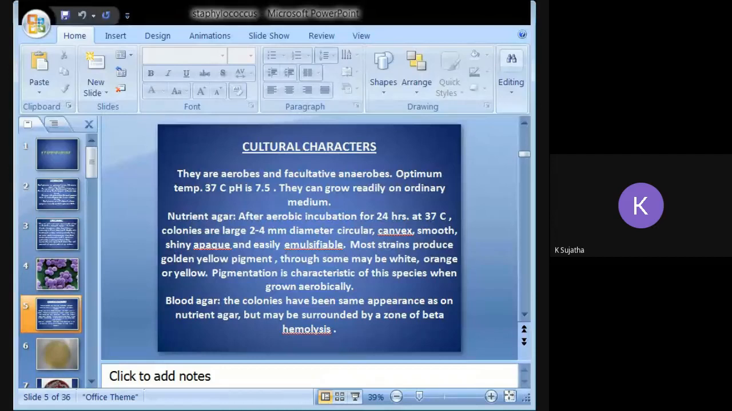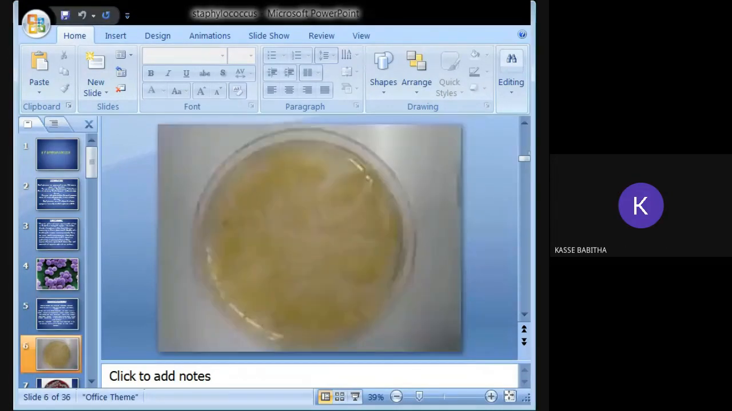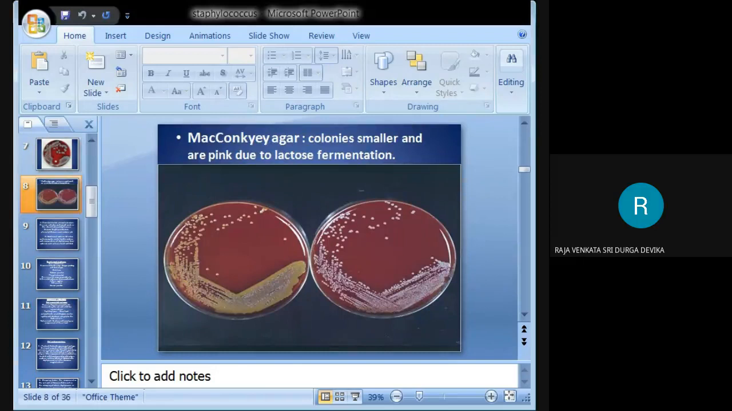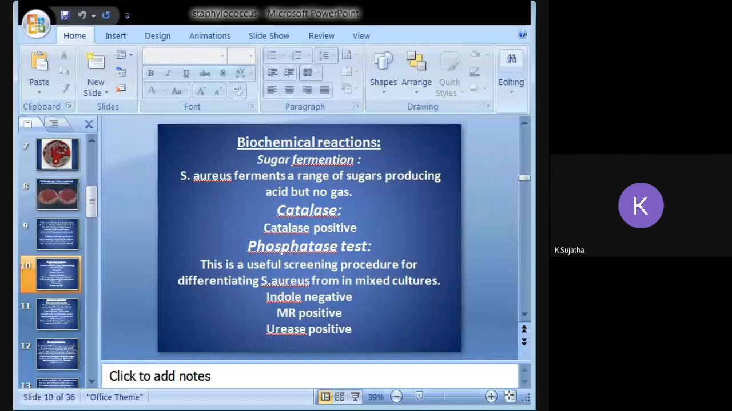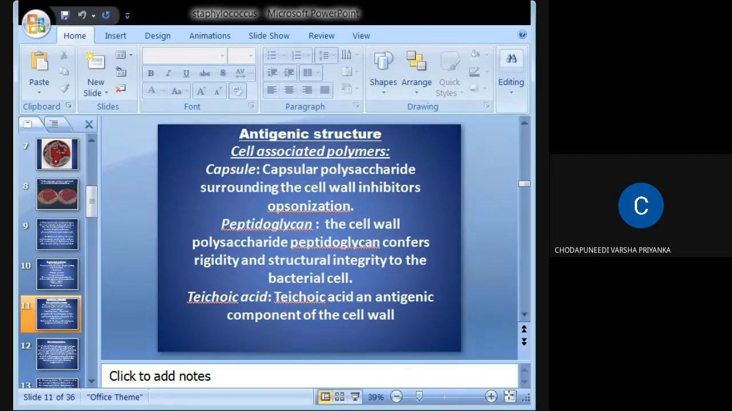Next, how to grow this bacteria? Which type of mediums are used for this bacteria? Nutrient agar, blood agar, phosphate agar. Okay, these are special ones: phenolphthalein phosphate agar, selective salt medium. Next, what are the biochemical reactions? Sugar fermentation. Okay, very good.